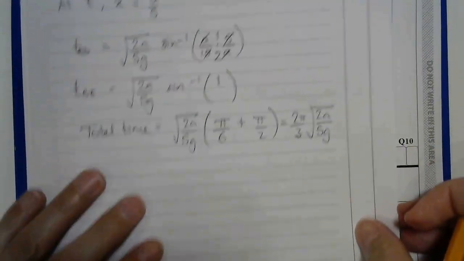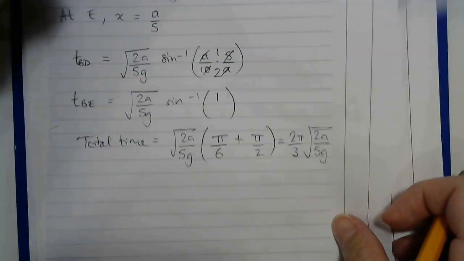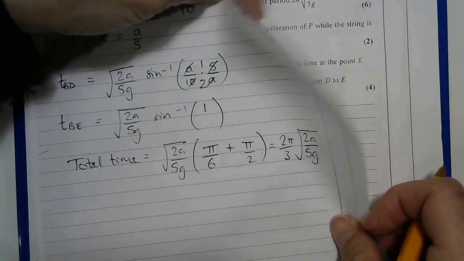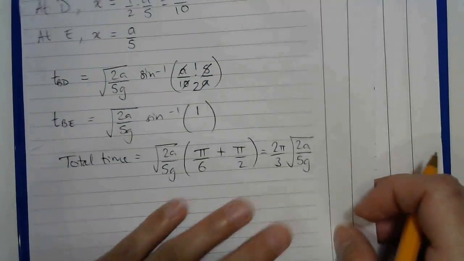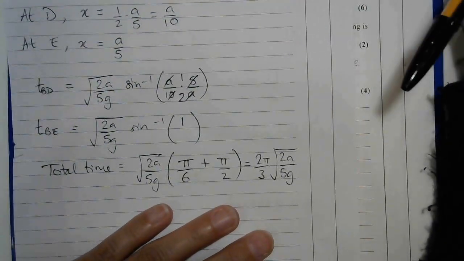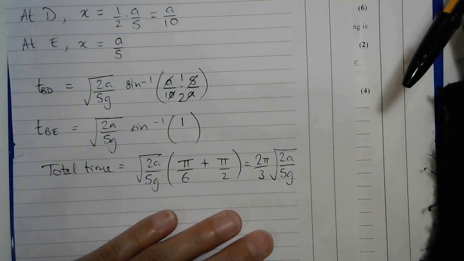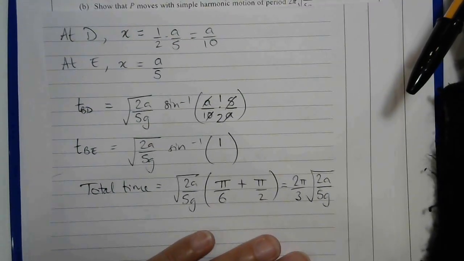Okay, so that final bit of the question was worth 4 marks. So you have 4, 6, 2 and 4, so a total of 16 marks in that question.